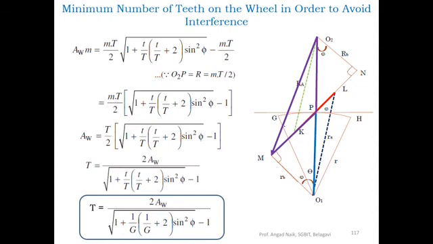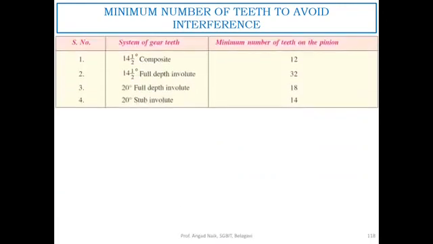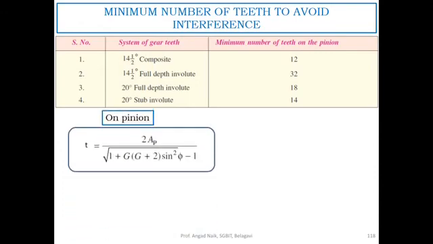Now we'll formulate a table and try to see the minimum number of teeth to avoid interference. This is with respect to pinion. So there is a table showing different systems of gear teeth and the minimum number of teeth on the pinion required. Then we have the final equation that we have already derived for pinion and for wheel.